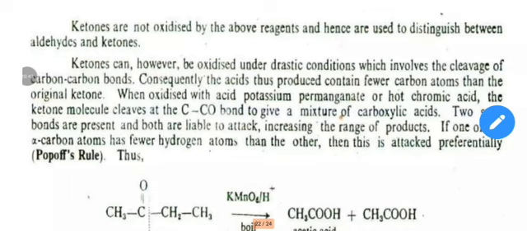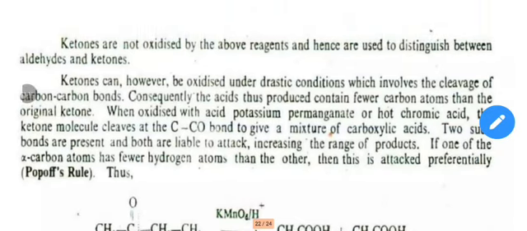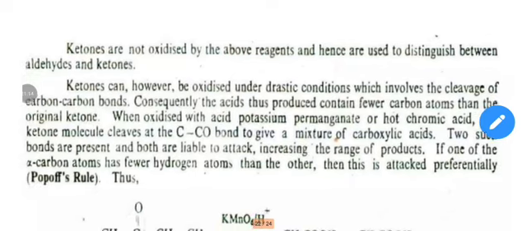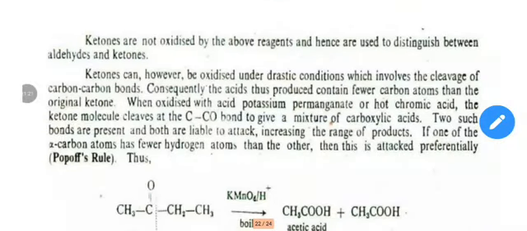When oxidized with acid potassium permanganate or hot chromic acid, the ketone molecules cleave at the C-C bond to give a mixture of carboxylic acids. Two such bonds are present and both are liable to attack, increasing the range of products.